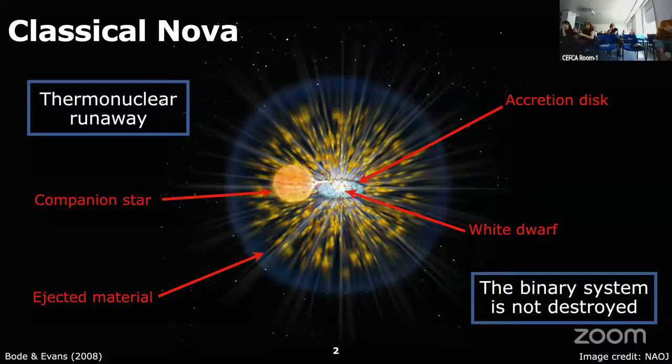sometimes you can see an accretion disk that is formed due to this. But what triggers the explosion is that the material that is being transferred is accumulated in a layer on the surface of the white dwarf, and at some point the pressure is enough to start nuclear burning. And after this, it triggers this explosion, and the material is ejected into the interstellar medium. We must highlight that the binary system is not destroyed after this.